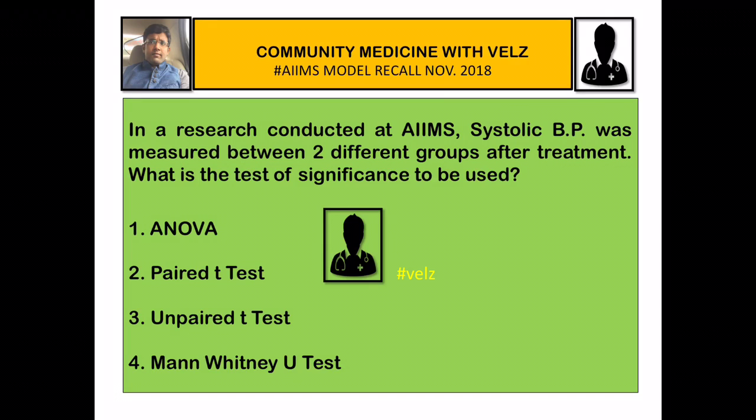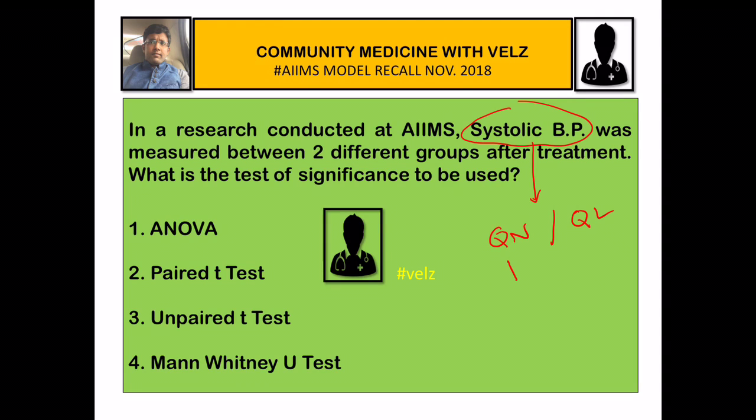So the first question was, in a research conducted at AIIMS, systolic BP was measured between two different groups after treatment. So what is the test of significance to be used? So what can you understand from the question? So the variable is systolic BP. So what type of variable is this systolic BP? So totally variables are of two types, quantitative and qualitative.